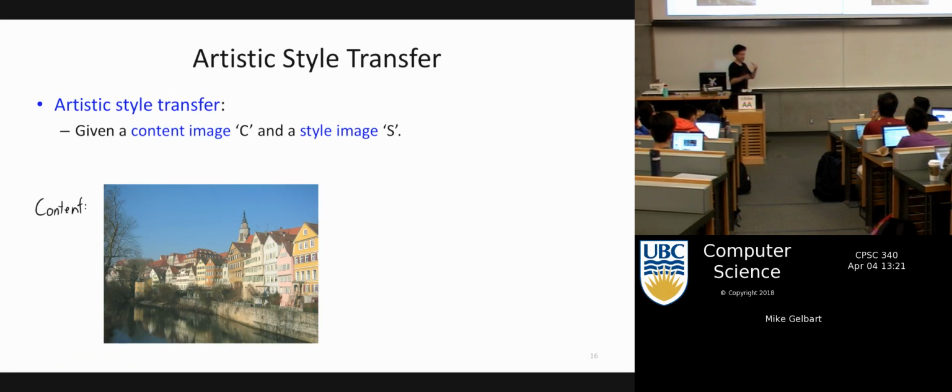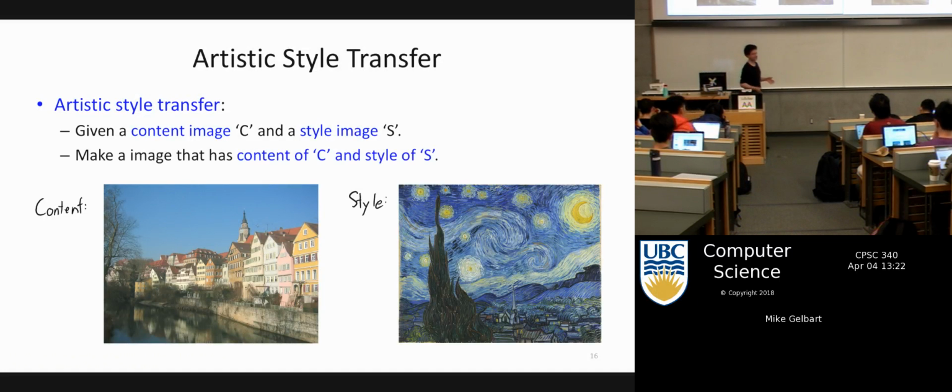Another CNN art type thing that's been floating around lately that's really interesting is this idea of artistic style transfer. The goal here is you have some content image, like for example this European looking scene, and you have a style image, a famous painting in this case, and the question is, can I produce an image that shows me the content of this, but as if it was painted by this person, or in the style of this image.